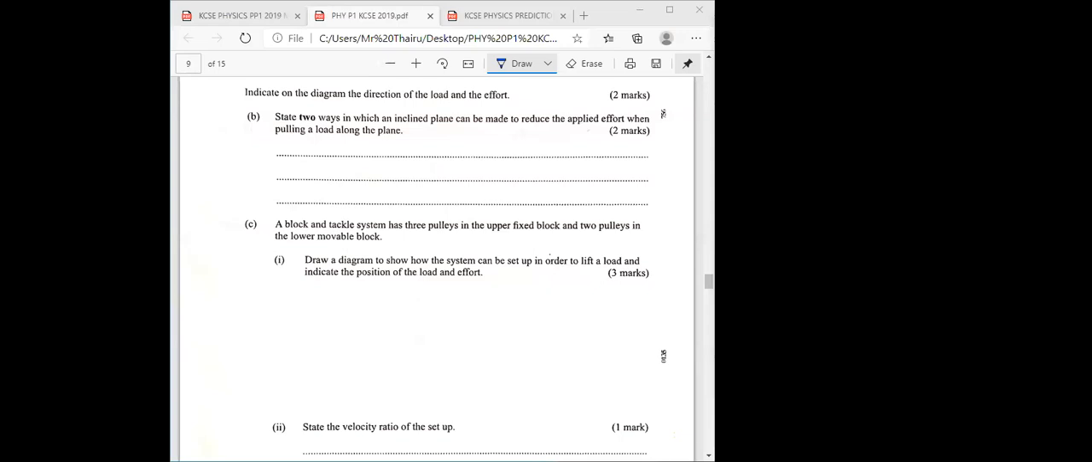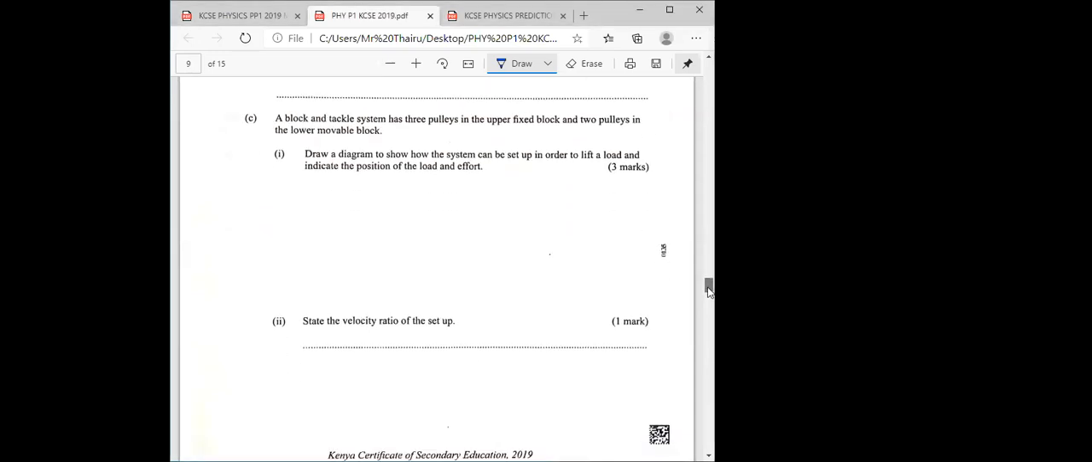Collins Mwangi: reducing friction. Reducing friction, correct. It can be stated in different ways. There are some students who are going to state by lubricating, which is okay, by oiling the surface, which is still okay. Others are going to state by use of rollers, that is okay. So all those ways are in order to reduce the friction. We can now move to question C.